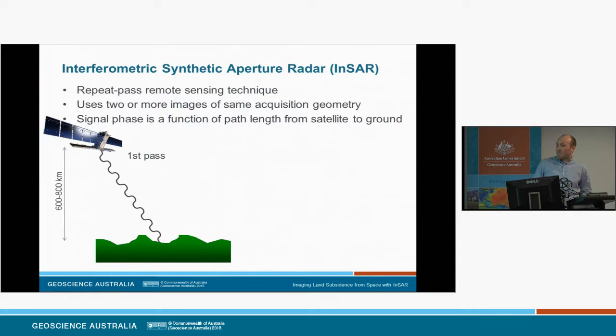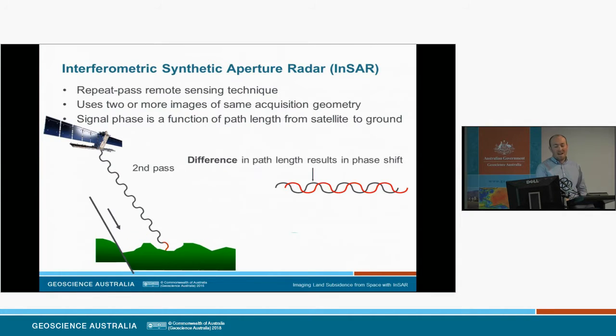And here's an example of the geometry of the acquisition. So the satellite comes by on its first pass. It fires a radar beam to the ground. That is reflected off the ground surface, and some of the energy will return to be measured at the radar satellite. If we come back the second time, perhaps there has been some ground movement, in this case some subsidence due to movement on a tectonic fault.